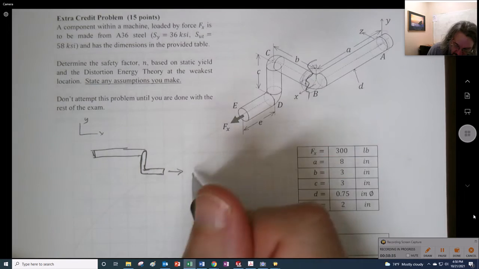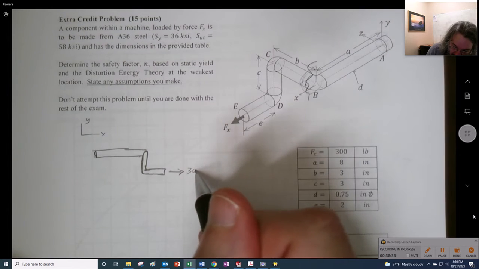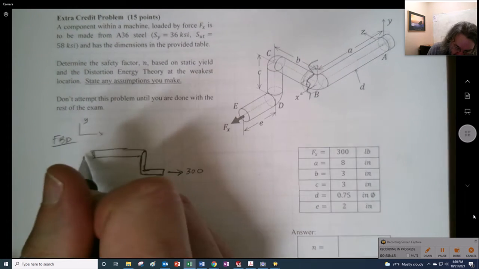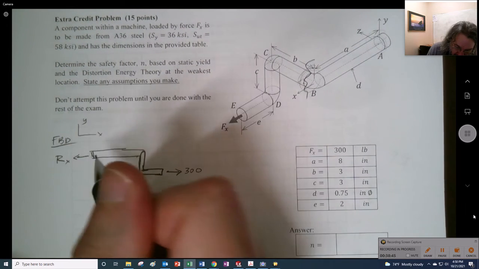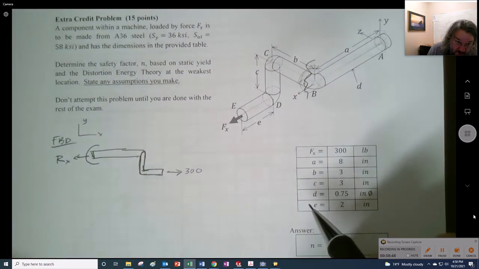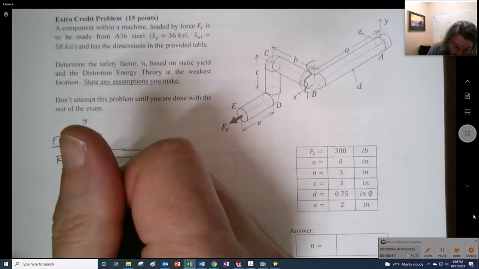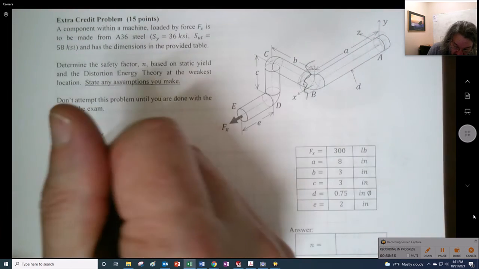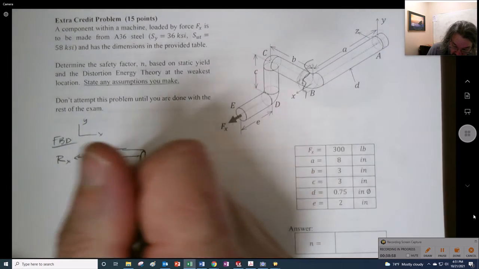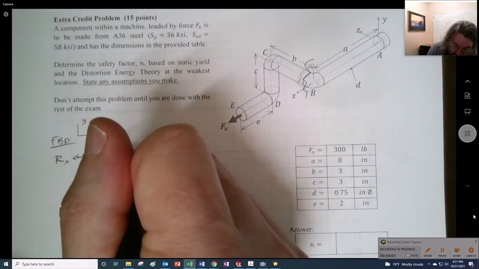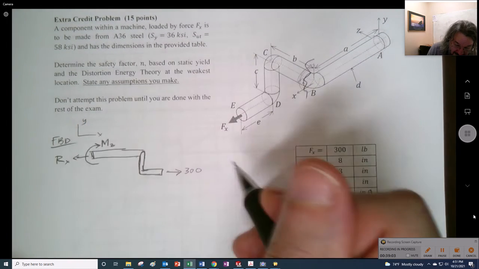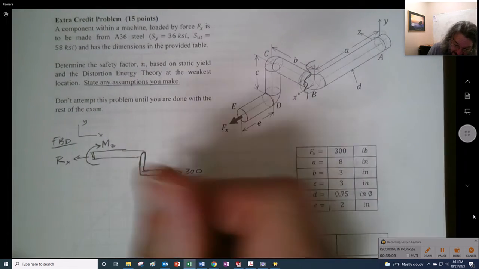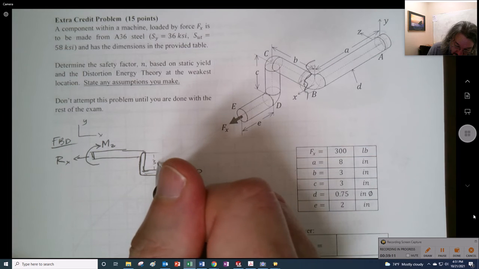And we have a force right here. Let's label it 300. This is our FBD, by the way. Then we're going to have a reaction force right here in the X direction. But we're also going to have a reaction moment placed right there. This is going counterclockwise, so the reaction is going to go clockwise. Am I correct right there? Sure. This moment is about the z-axis, and this dimension is c, the 3 inches right there.